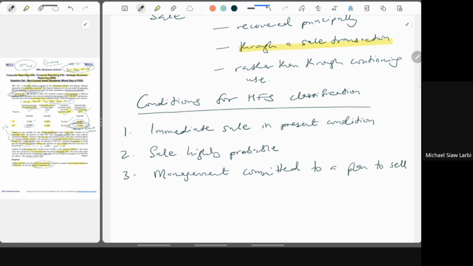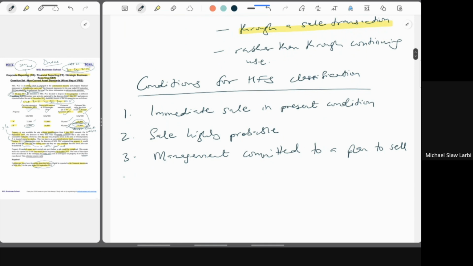So in questions, when you see them say there was a board meeting and they got board approval, it's a sign that they got management approval or management commitment to sell, right? Then you need an active program to locate the buyer. You should have started looking for the buyer actively.